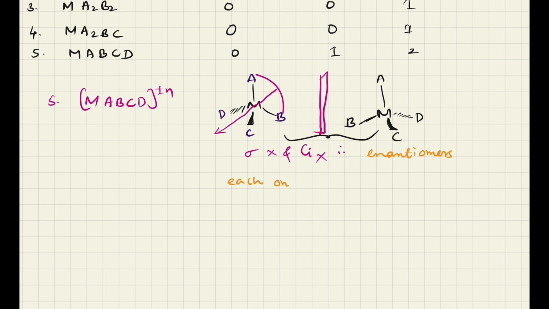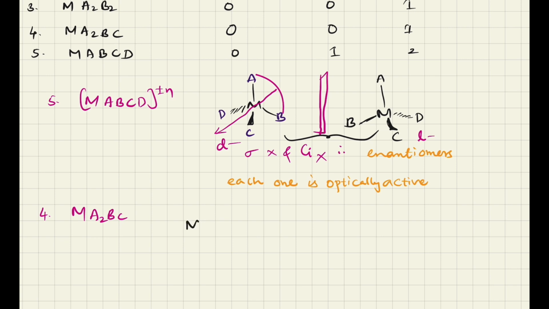Each enantiomer is optically active. That's why I mentioned here that each one is optically active. If they are together in a 1:1 ratio, it is a racemic mixture, which may be optically inactive, but separately they are optically active. Therefore, one is the D form and another is the L form. We cannot say compulsorily that the first is D and the next is L. It may be the first is L and the second is D, but in general I represented it this way.